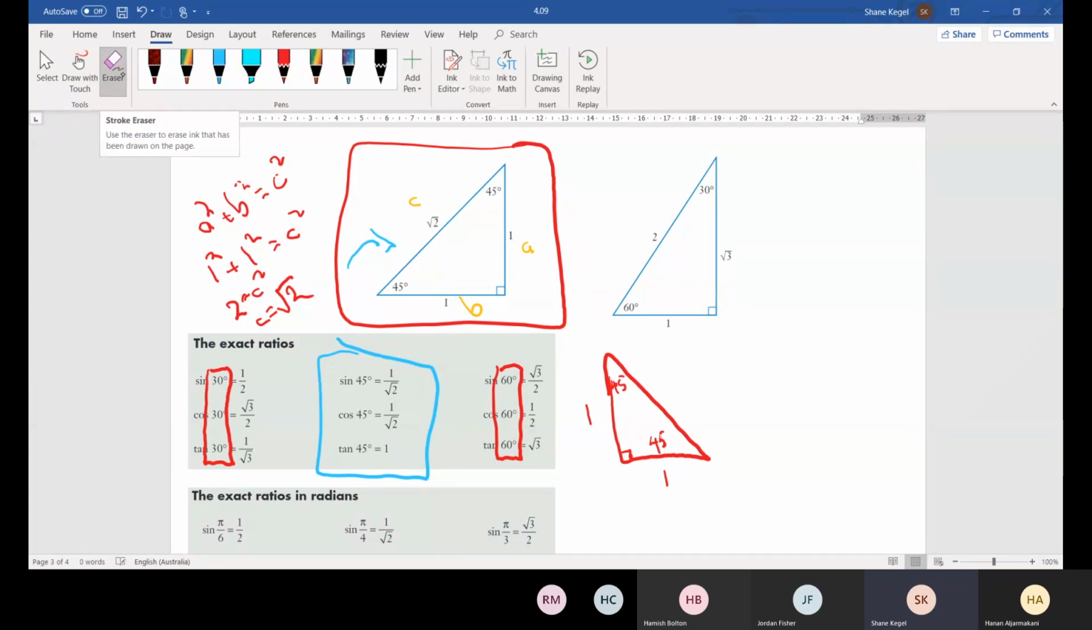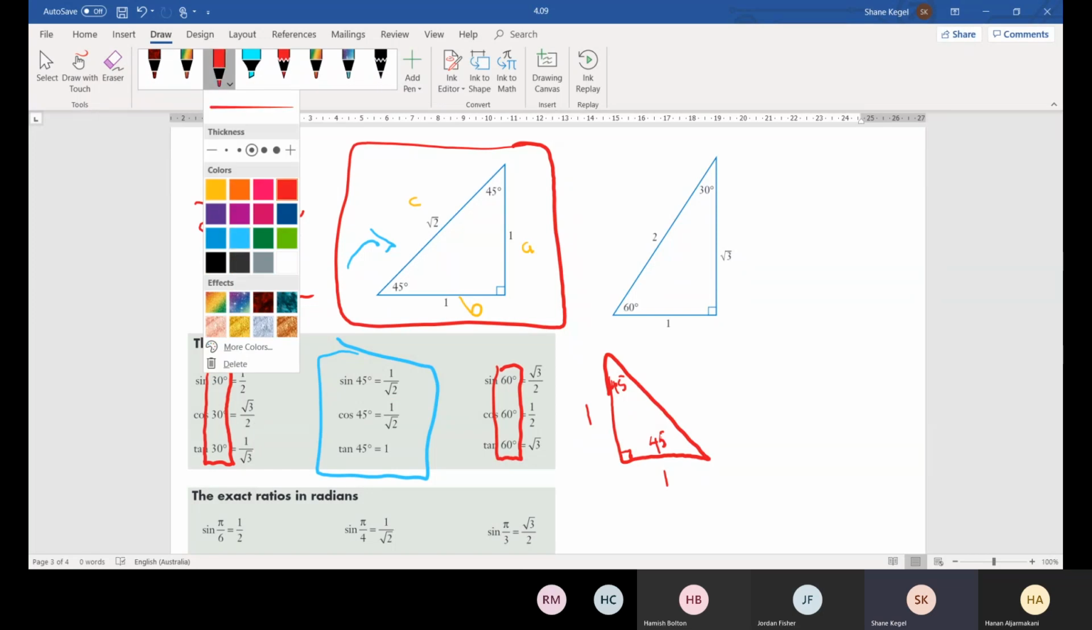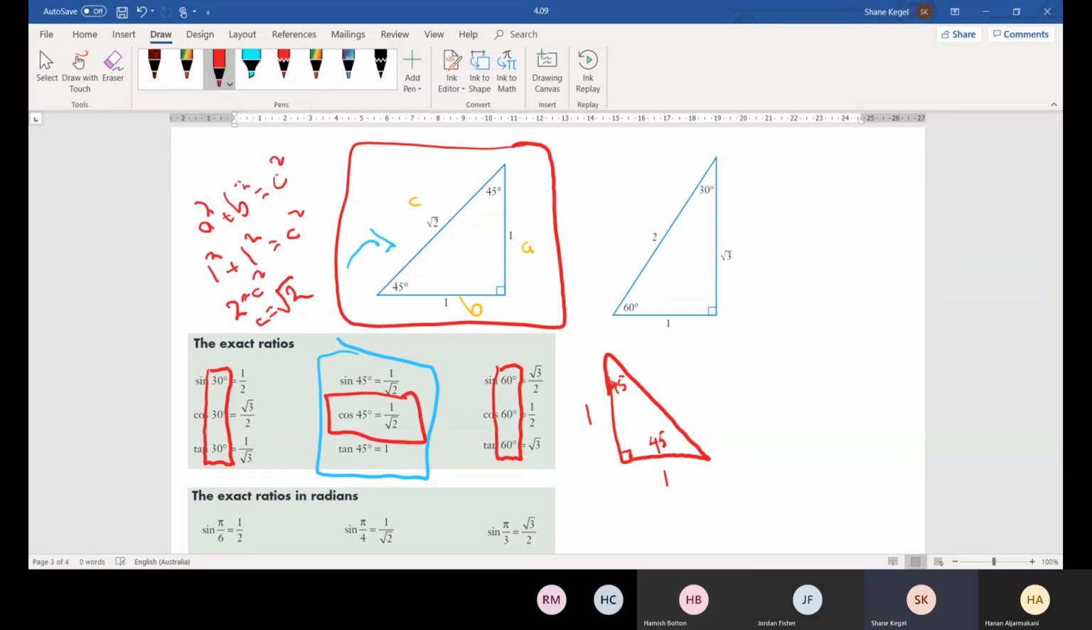Moving on to cos. Cos 45 is 1 on root 2, and that's because if I selected cos of this angle, cos of 45 degrees, see AH, so A is 1 over root 2, that's where I get that ratio from. And lastly, the tan ratio equals 1, and that's because tan 45 is 1. If we chose this angle, we did tan TOA, opposite over adjacent, is 1 divided by 1, which gives us our tan 45 equals 1.